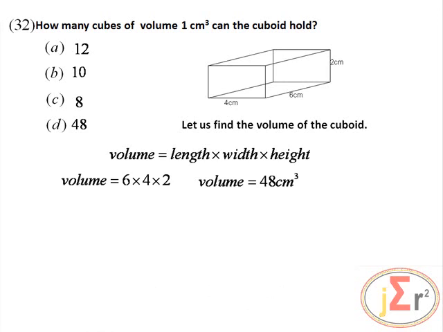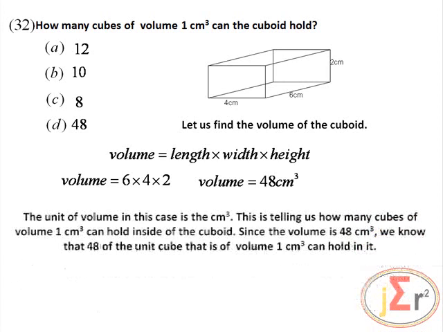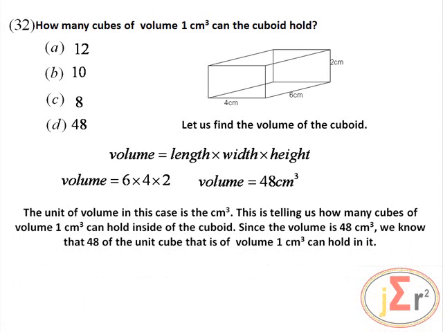The question says, how many cubes of volume 1 centimeter cube can the cuboid hold? The unit of volume in this case is the centimeter cube. This is telling us how many cubes of volume 1 centimeter can hold inside the cuboid. So if the cube is a unit, a centimeter cube, that tells you how many cubes of volume 1 centimeter cube can hold inside of that. Since the volume is 48 centimeters cube, we know that 48 of the unit cube can hold inside of that cuboid.